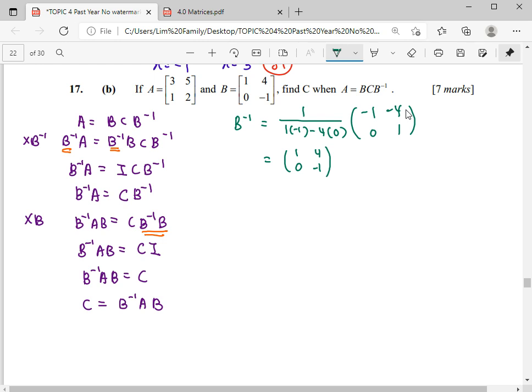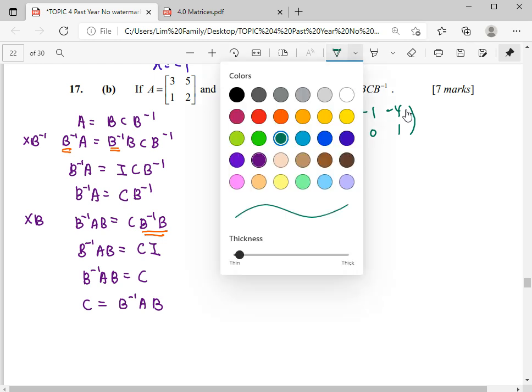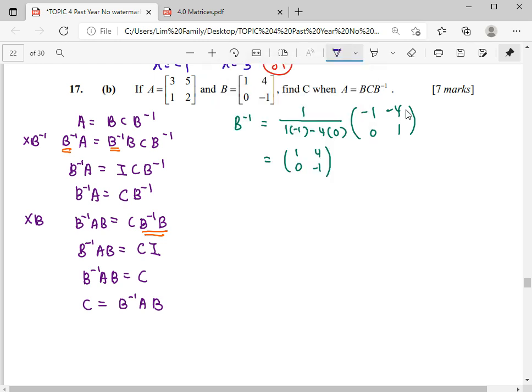So finally we managed to get to the procedure for C, where we substitute B inverse times A, and then times back our matrix B. Okay, so for this multiplication, what is our answer here? Of course you need to do the multiplication one by one.